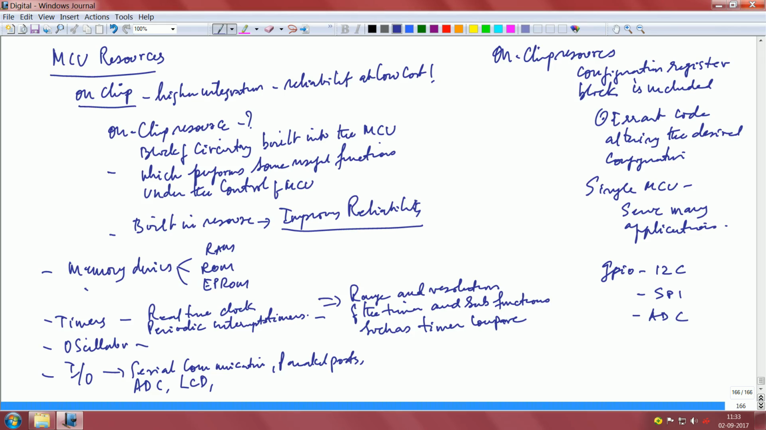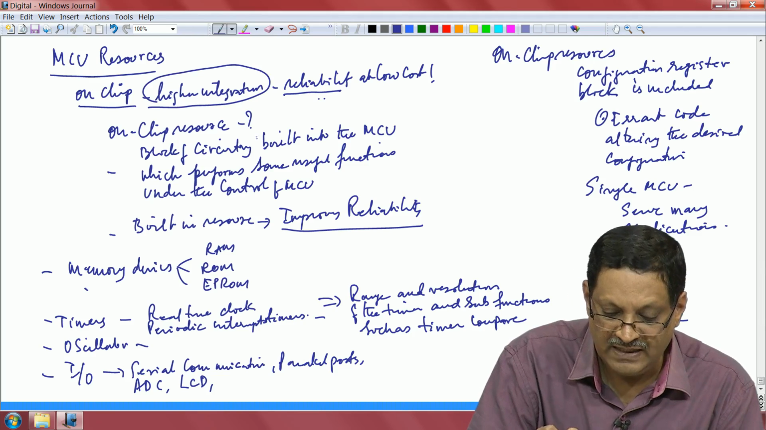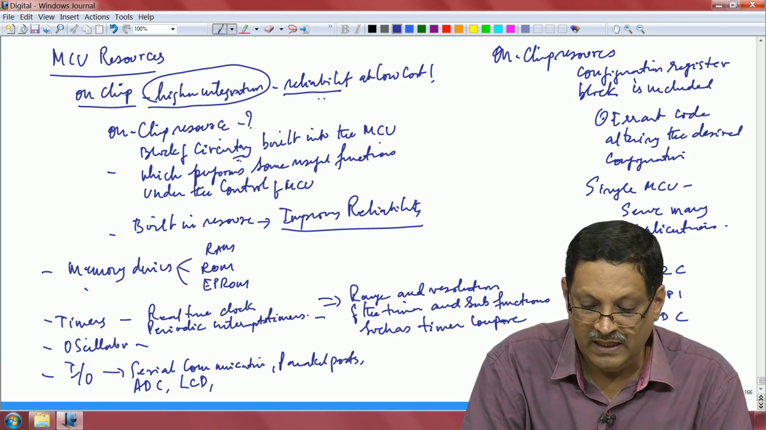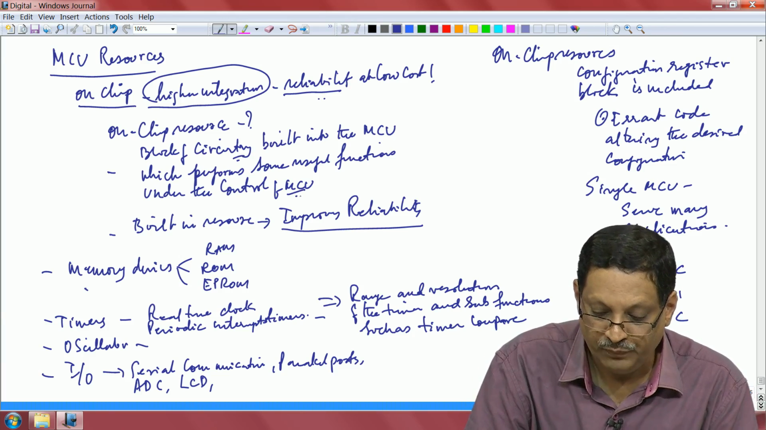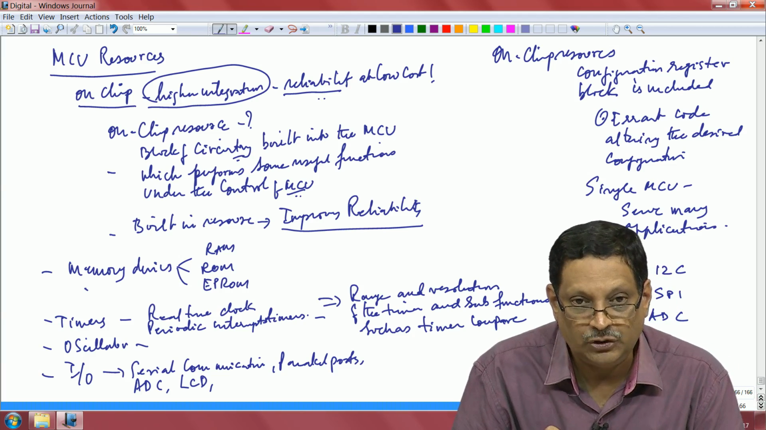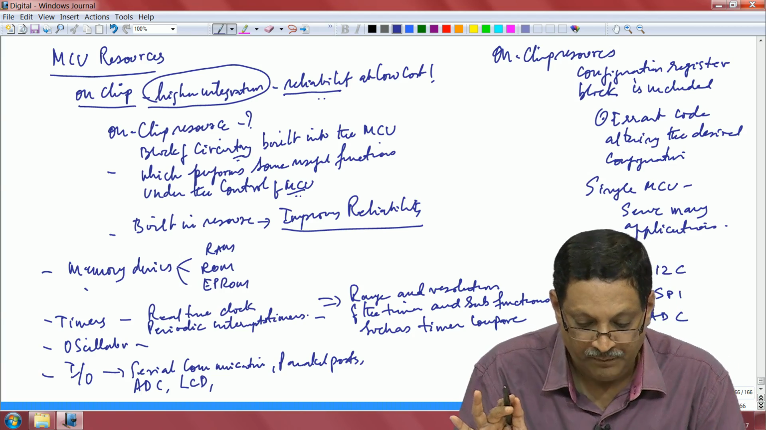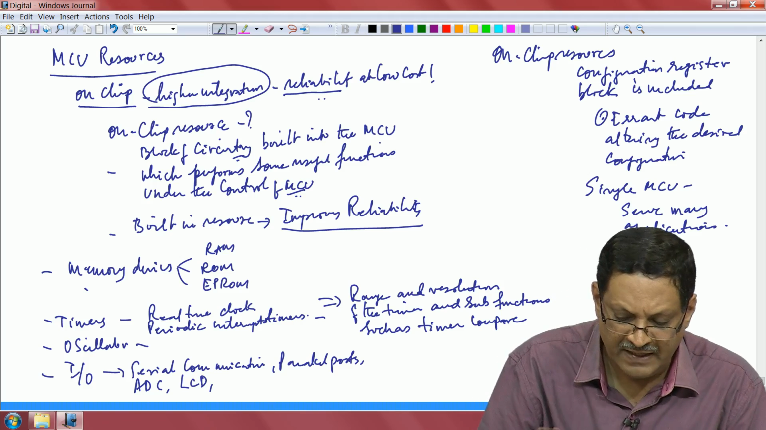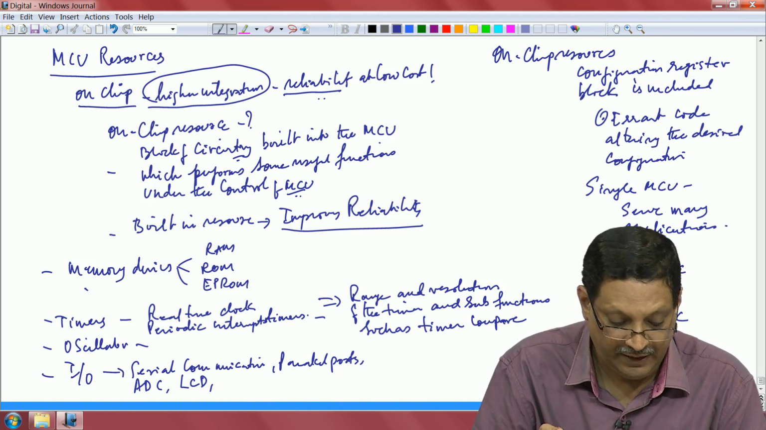So, let us put our attention a little bit on to MCU resources which are on chip. I just wrote this quickly for you to understand. First of all, if you want very high reliability, and you want it at very low cost, you must look at higher integration on chip. So, what do you mean by an on chip resource? Essentially it is a piece of circuitry which is a slave of the MCU. In other words, the MCU controls everything that is on chip there, and essentially you are talking about improving reliability.